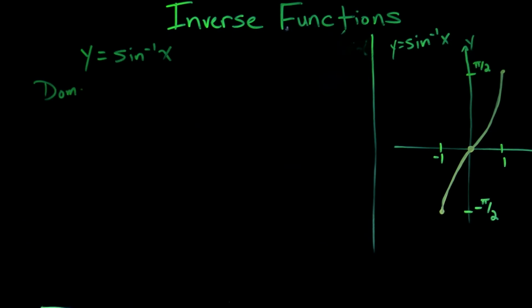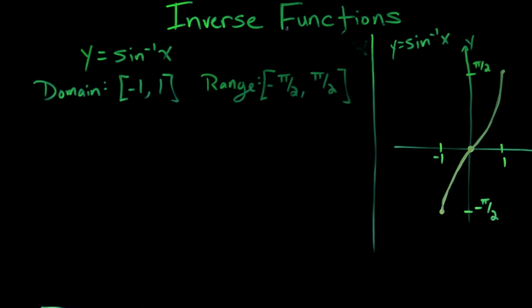We see that its domain is negative 1 to 1. Yeah, the x values go from negative 1 to 1. That's the same as the range of the sine function. Okay, so that makes sense, like I said at the beginning of this video. Domain of the inverse function is the same as the range of the original function. And the range of the inverse sine is negative pi over 2 to positive pi over 2.